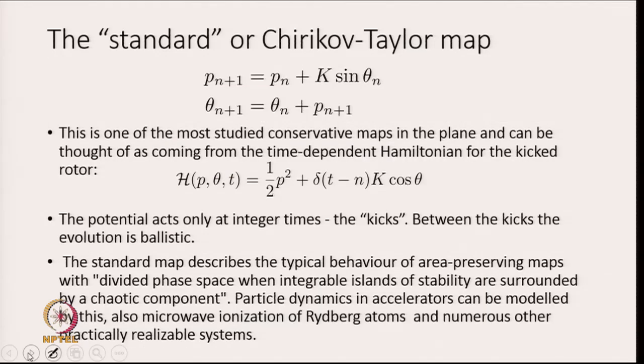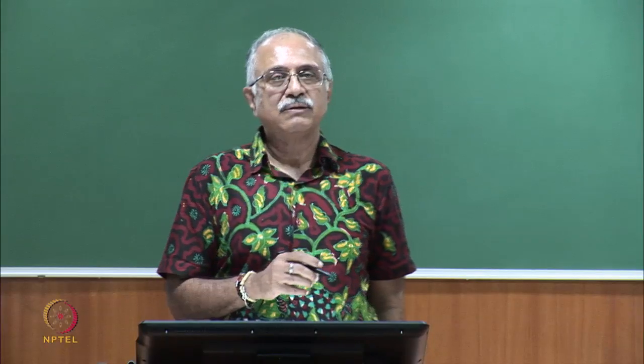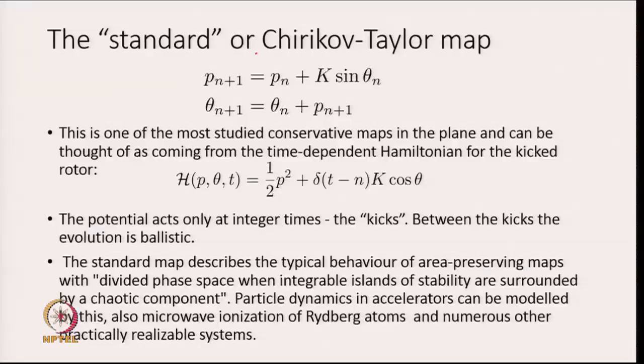One can study many of these maps, but the standard or the Chirikov-Taylor map has played a very important role in a lot of discussion on Hamiltonian chaos. This is another two-dimensional mapping in, loosely speaking, action-angle variables, except that now this is like a momentum variable and this is an angle. So this can actually be shown to come from a Hamiltonian system, which is a time-dependent Hamiltonian system.